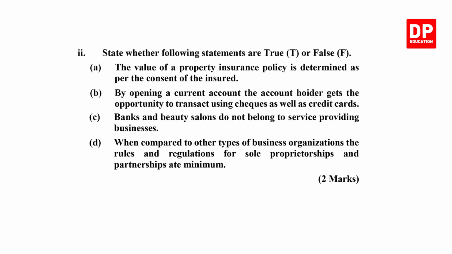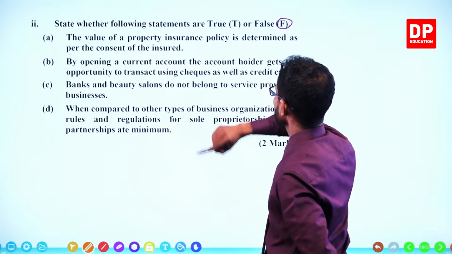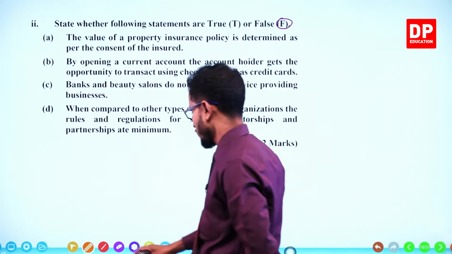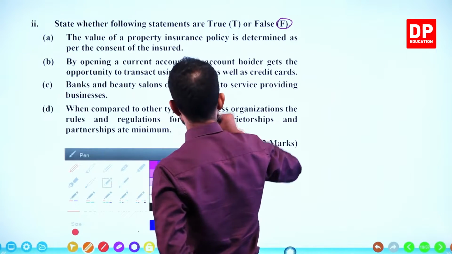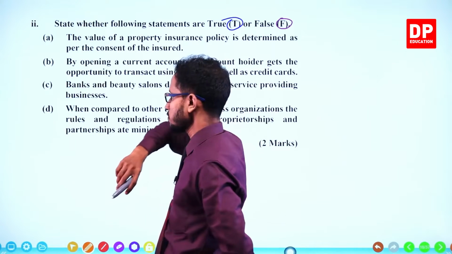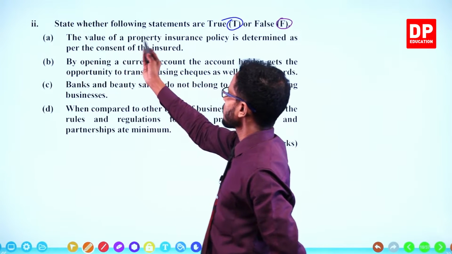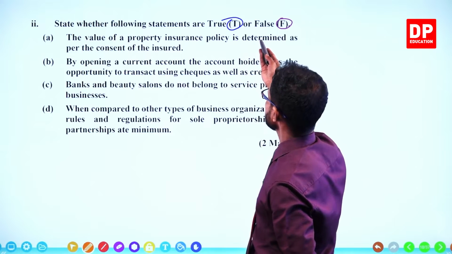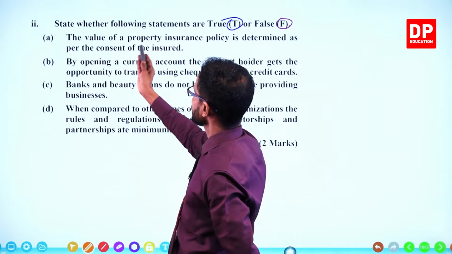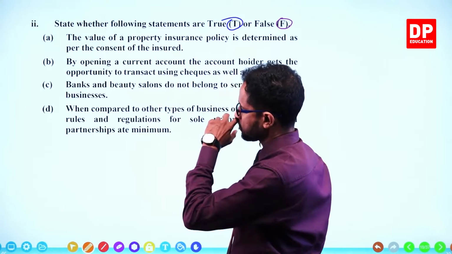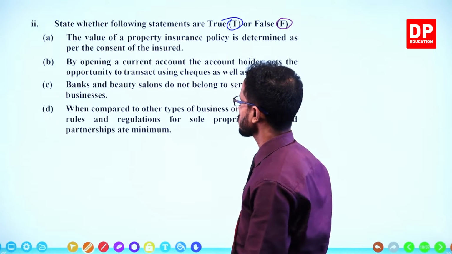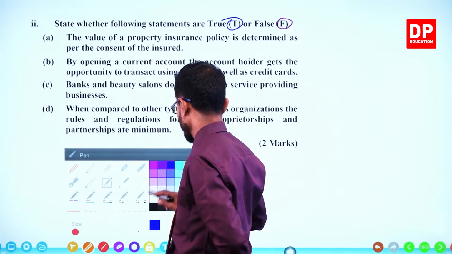Next. State whether the following statements are true or false. Again, T or F. I'll use pink for F, blue for T. Value of a property insurance policy is determined as per the consent of the insured. That's false.